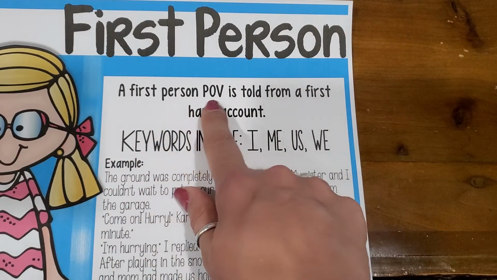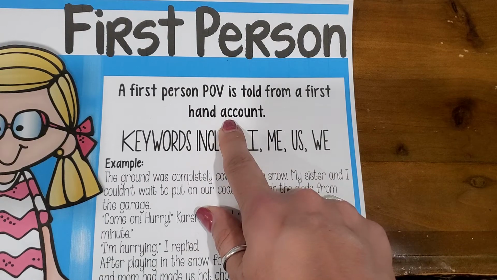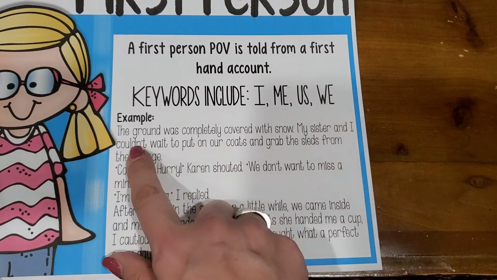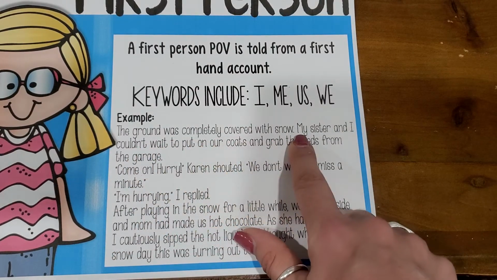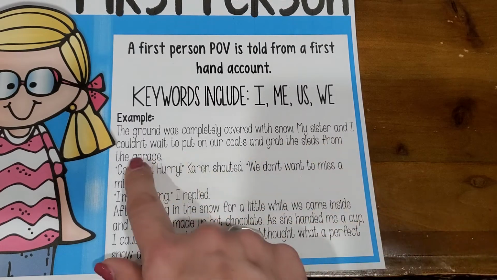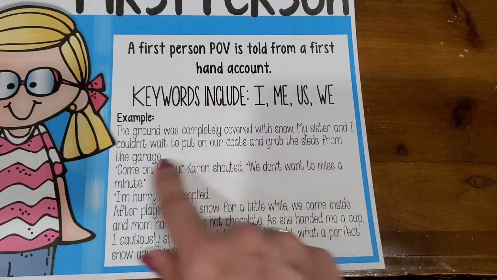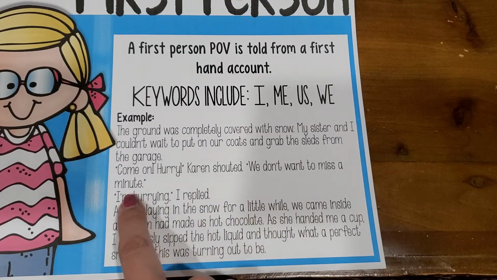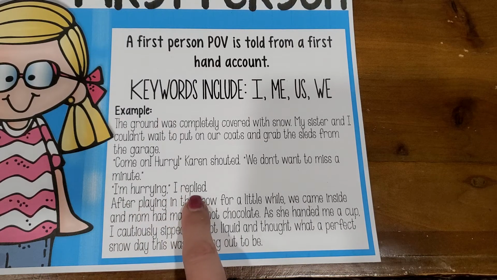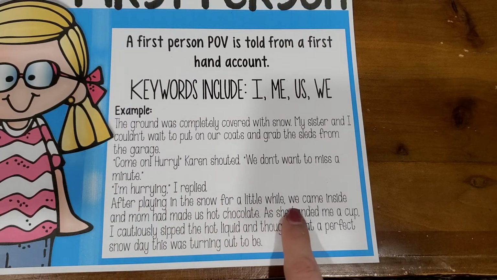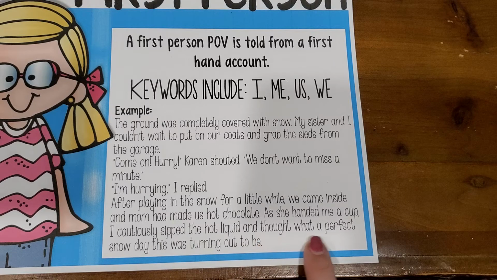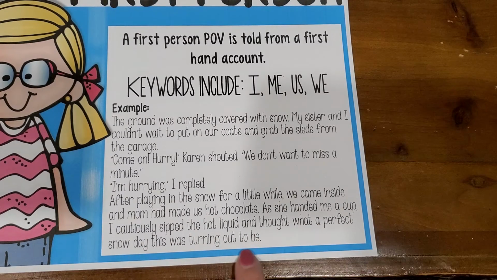Okay, so first person point of view is told from a first-hand account. There's those keywords again, I, me, us, or we. So here's an example. The ground was completely covered with snow. My sister and I couldn't wait to put our coats on and grab the sleds from the garage. "Come on, hurry," Karen shouted. "We don't want to miss a minute." "I'm hurrying," I replied. After playing in the snow for a while, we came inside and Mom made us hot chocolate. As she handed me a cup, I cautiously sipped the hot liquid and thought, what a perfect snow day this is turning out to be.